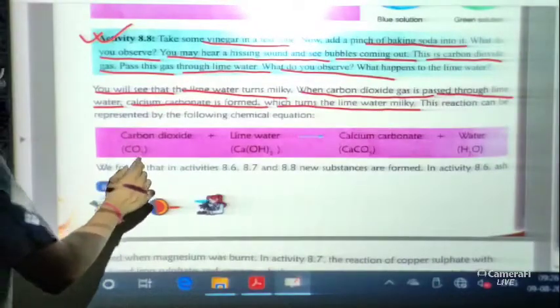Calcium carbonate is formed, which turns the lime water milky. So this is also a very important question, students. This is the reaction: when carbon dioxide reacts with lime water, meaning calcium hydroxide, Ca(OH)2, it will create calcium carbonate, CaCO3, plus water. So because of this calcium carbonate, the lime water turns milky.